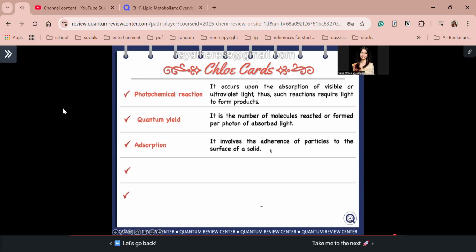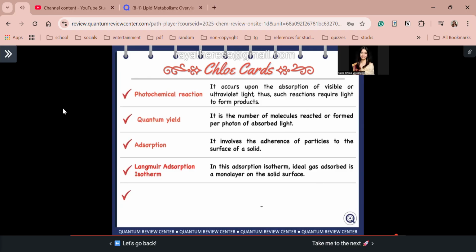Yes, that is adsorption. Next, in this adsorption isotherm, ideal gas absorbed is a monolayer on the solid surface. Oh guys, sino kaya yan? Tama, that is Langmuir adsorption isotherm. Take note guys, ideal gas yung kinoconsider sa Langmuir isotherms. Because, again, we assume that there is no interaction between the gas molecules. Okay? And in a Langmuir adsorption isotherm, we assume that there is a monolayer, diba? Uniform layer of solid surface.